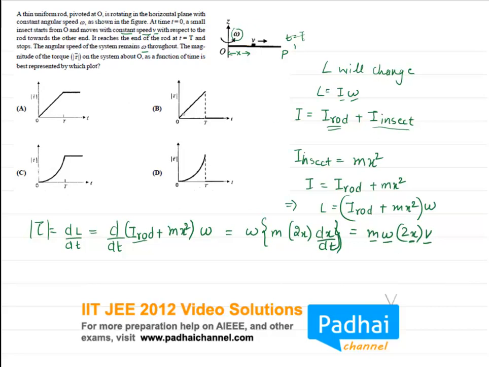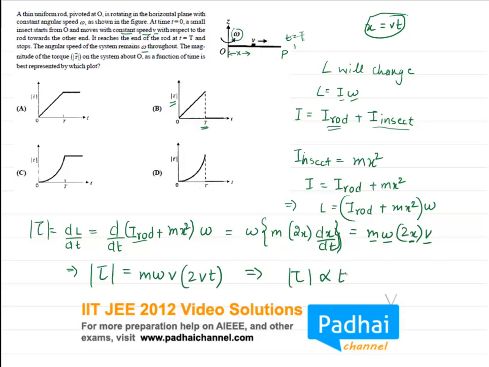If we see, we have to plot torque tau versus time t, right? So we need t over here, right? Since it is moving with a constant velocity v, we can very well write that x will be equal to v into t, right? X will be equal to v into t. That means torque tau will be equal to m into omega into v into 2 into v into t. That means torque tau is directly proportional to t.